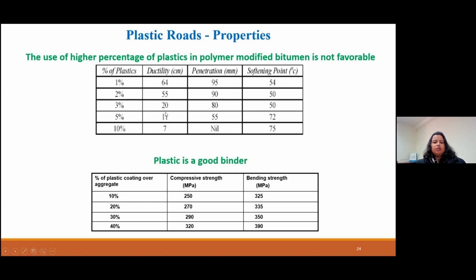So in centimeters, see the ductility is reducing, the penetration value is also reducing, while the softening point is increasing. So why is this softening point increasing? Because the plastics have a very high softening point. They are ranging in softening points. I'll show you in another slide also I have.